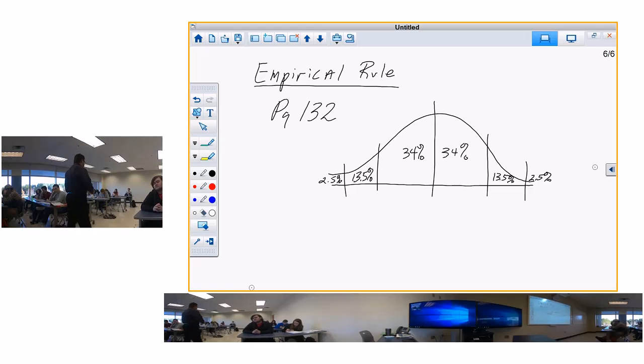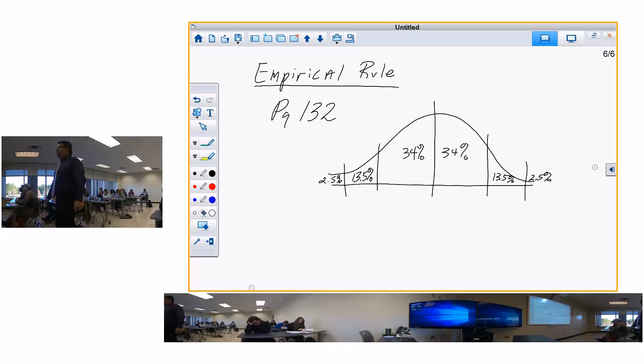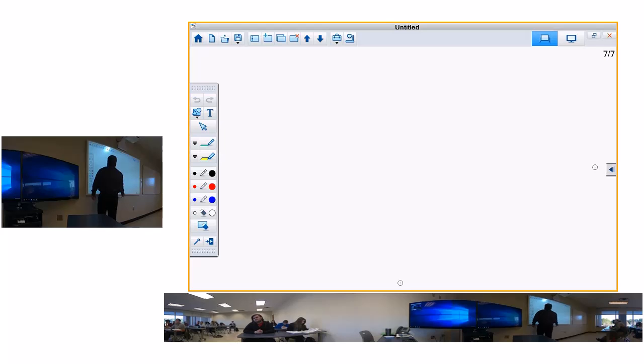Okay. And read about the empirical rule. Everything about z-scores, everything about mean and standard deviation is set up around the empirical rule. Capiche? So, we've also got some other things that we're going to go into in chapter 3. Something else we're going to go into is z-scores.